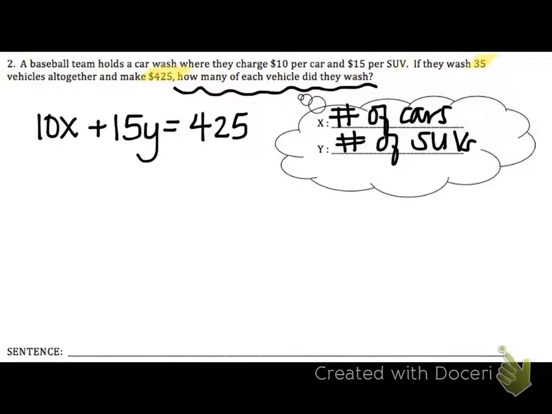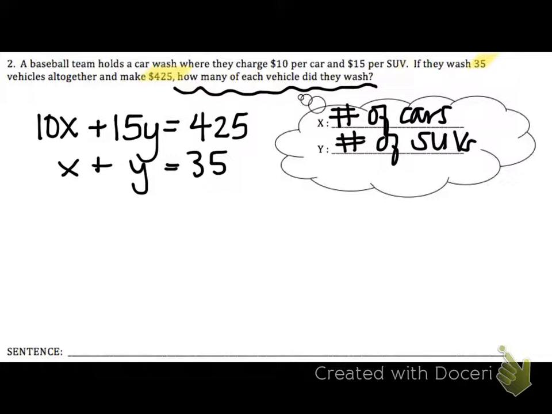Now, what does the 35 actually represent? The 35 is the number of vehicles that they washed. So how did they count up all of those vehicles? They added the cars plus the SUVs. Cars plus SUVs was 35 vehicles altogether. The hardest part of these problems is making the equations first.